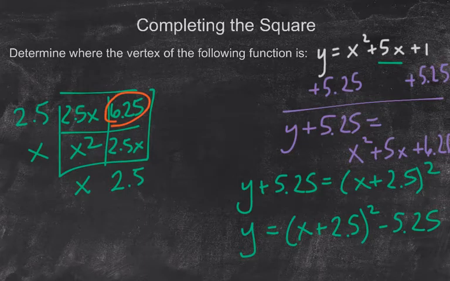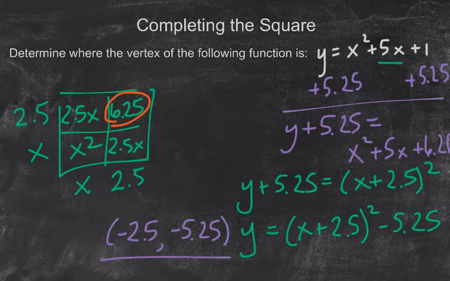So the vertex here is at negative 2.5, negative 5.25. And when you're doing these, you should plug your function back into Desmos to check that you got the correct vertex, or else you know to go back and double check the algebraic manipulation that you did.